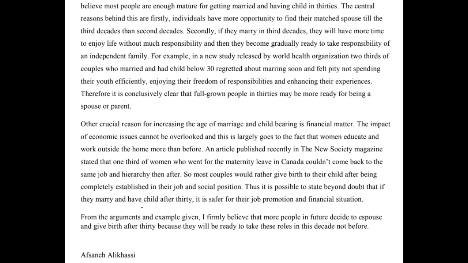From the arguments and examples given, I firmly believe that more people in future will decide to give birth after 30, because they will be ready to take these roles in this decade, and not before.